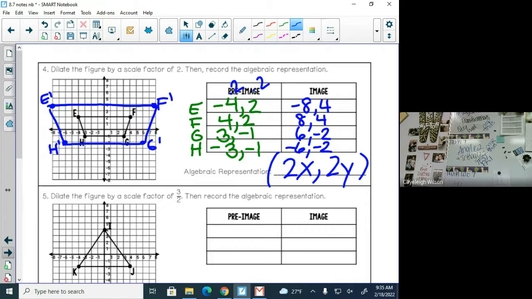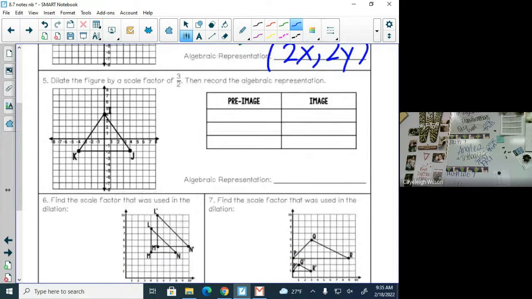All right. So on this one, I, J, K. I was at 0, 4. J was at 4, negative 2, and K at negative 4, negative 2. All right. So scale factor of 3/2.